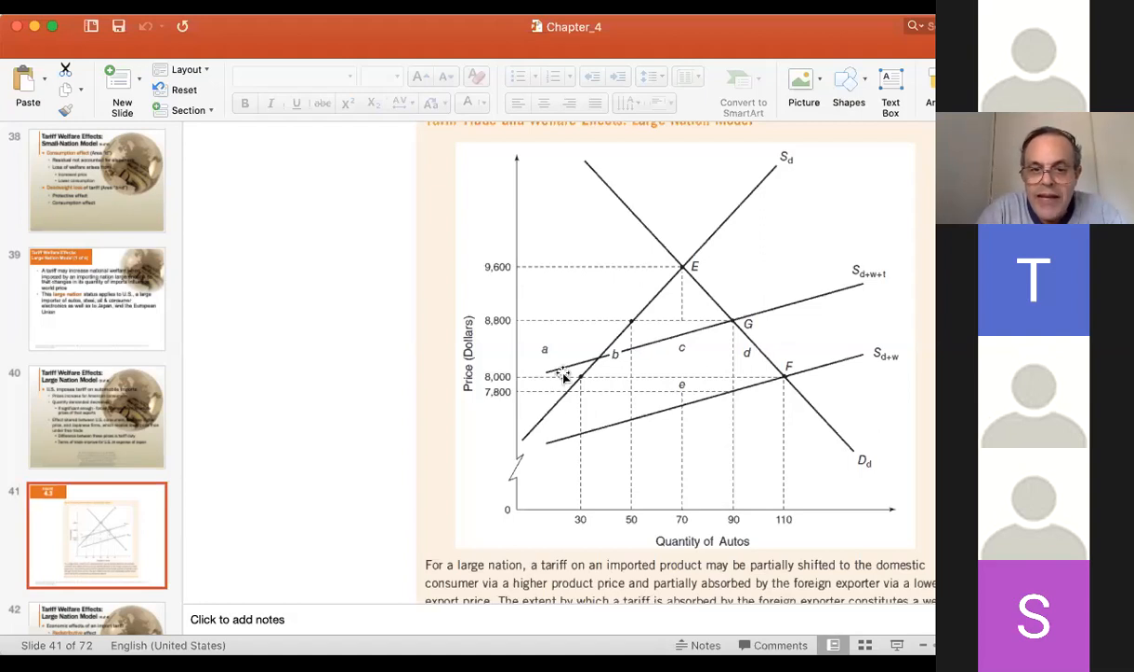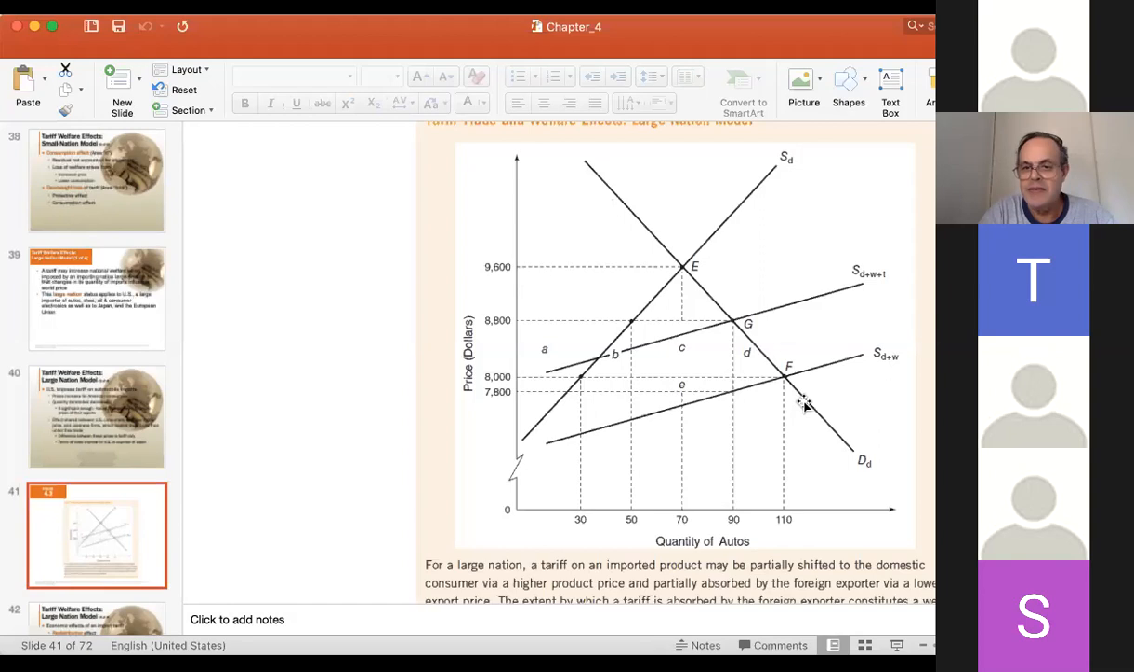It depends on how this is drawn. Is it drawn very flat, or is it drawn a little bit steeper or a little bit flatter? Same thing with demand. How is demand drawn? Is it drawn flatter, steeper? All of these things will determine how much of the tariff will be paid by the consumer and how much of the tariff will be paid by the producer.